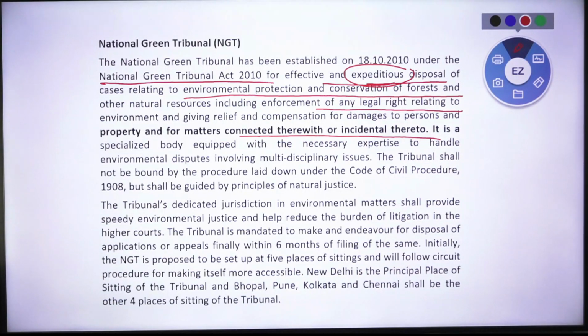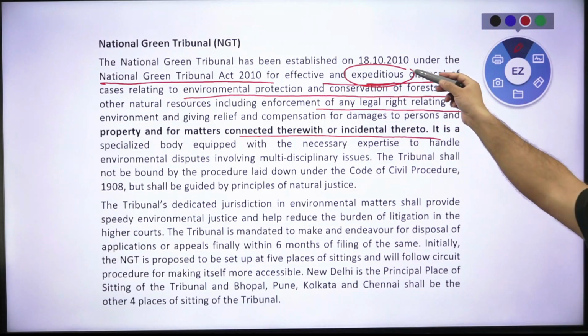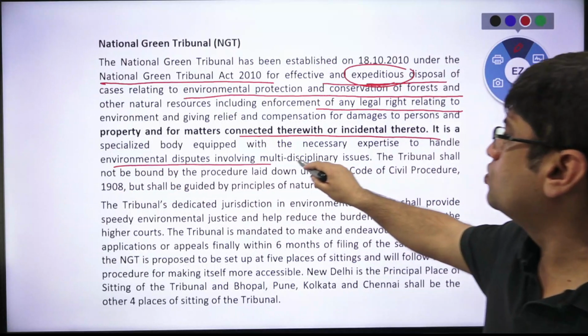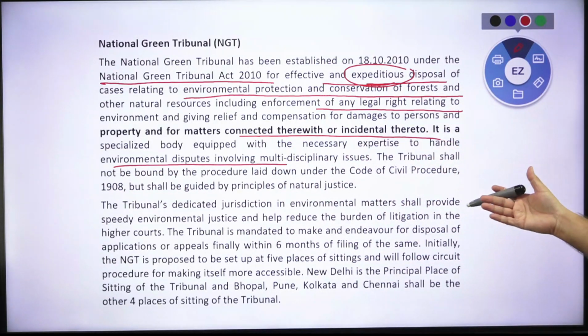In my opinion, this is an important topic, National Green Tribunal. When was it formed, and what is the main purpose of forming this particular tribunal, and all the environmental disputes and legal disputes related to environment are heard in this particular tribunal.